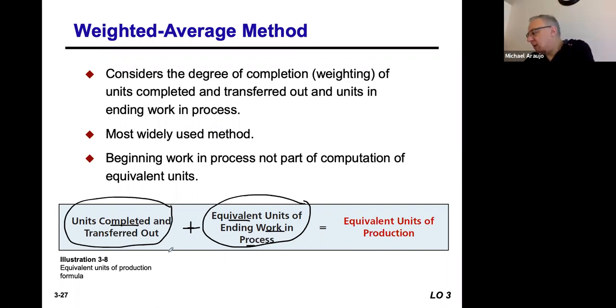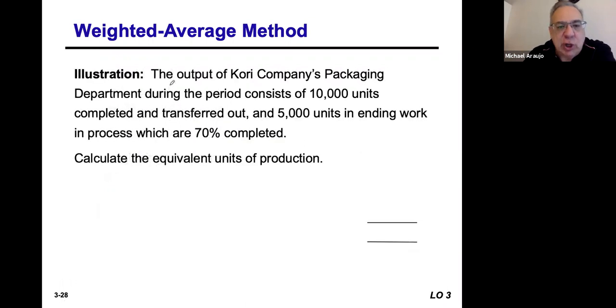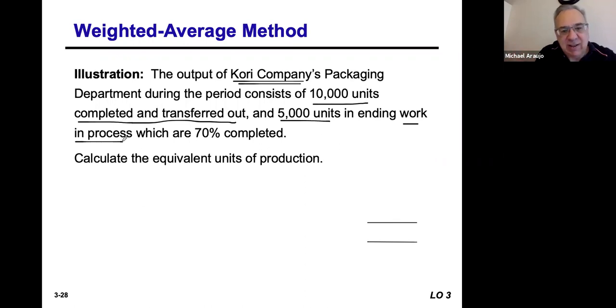So this is important. By the way, this is on page 96, at the bottom of page 96, for those that have the textbook. So let's take a look at how this works for a company. So Corey Company, they have a packaging department that had 10,000 units completed and transferred out. So those are already done. Those are already full and done, complete. But they have another 5,000 units that are in work in process. They're in the process of getting done, which are 70% complete.